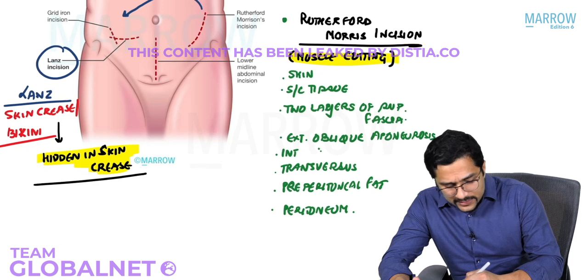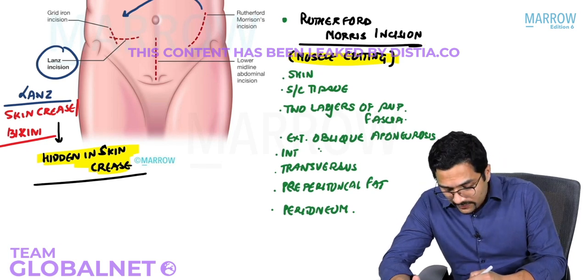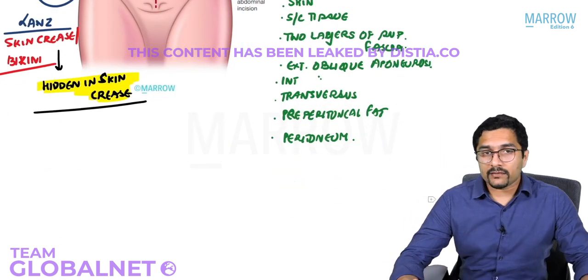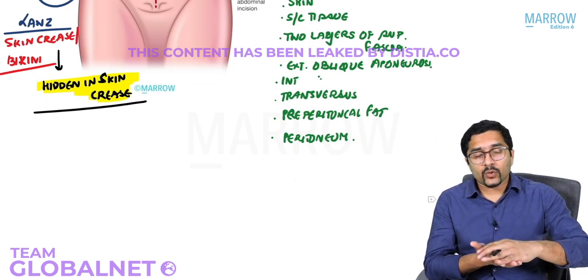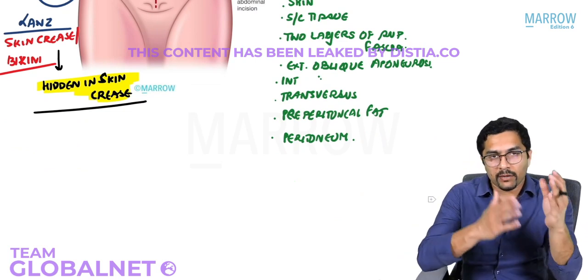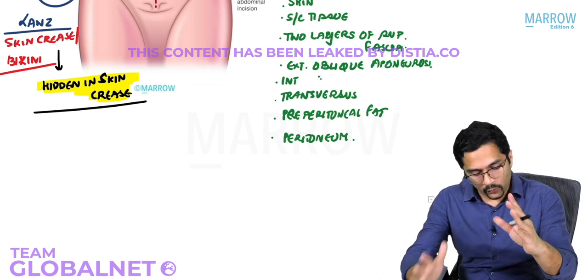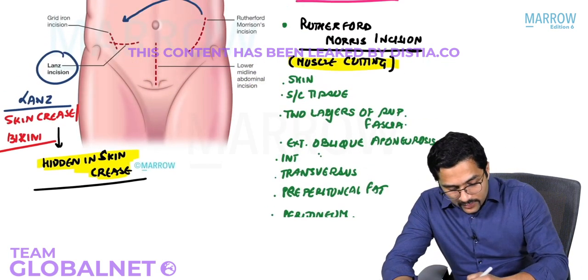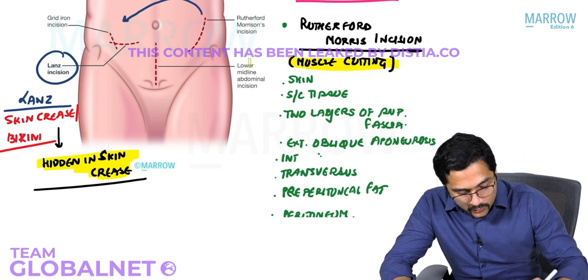Lanz incision is mostly used when interval appendicectomy is being done. Interval appendicectomy means when we are doing it not in the acute setting, but after a gap of 4 to 6 weeks. The final incision which can be used is a lower midline incision.